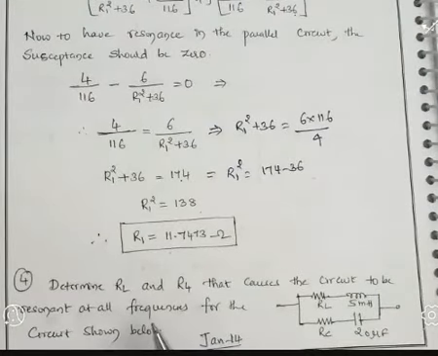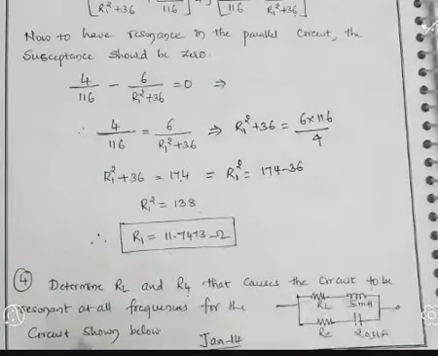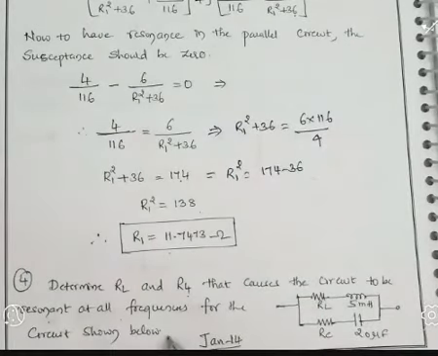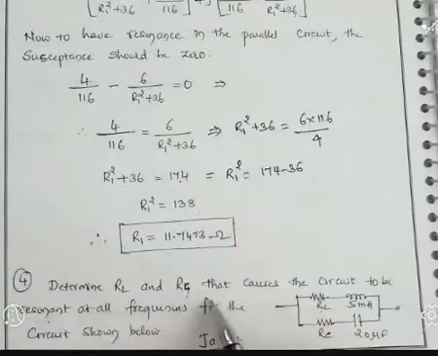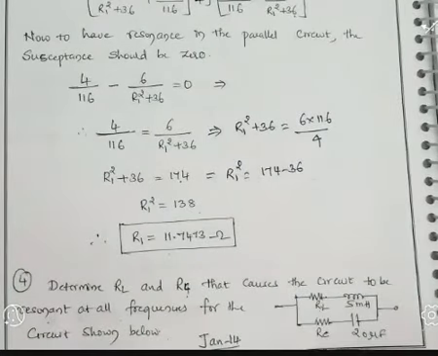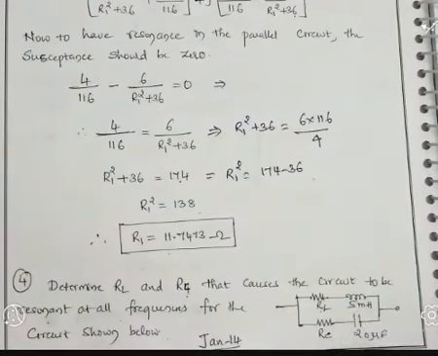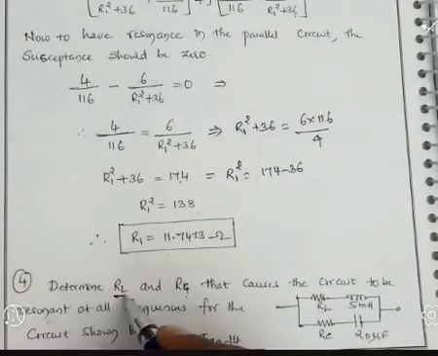Determine RL and RC that cause the circuit to be resonant at all frequencies for the circuit shown below. This is the circuit. RL we have to calculate, and RC we have to calculate. Determine the RL and RC such that the circuit is resonant at all the frequencies. Inductor 5 millihenry is given. Capacitor 20 microfarad is given. And tell me the value of RL and RC. Calculate the value of RL and RC.